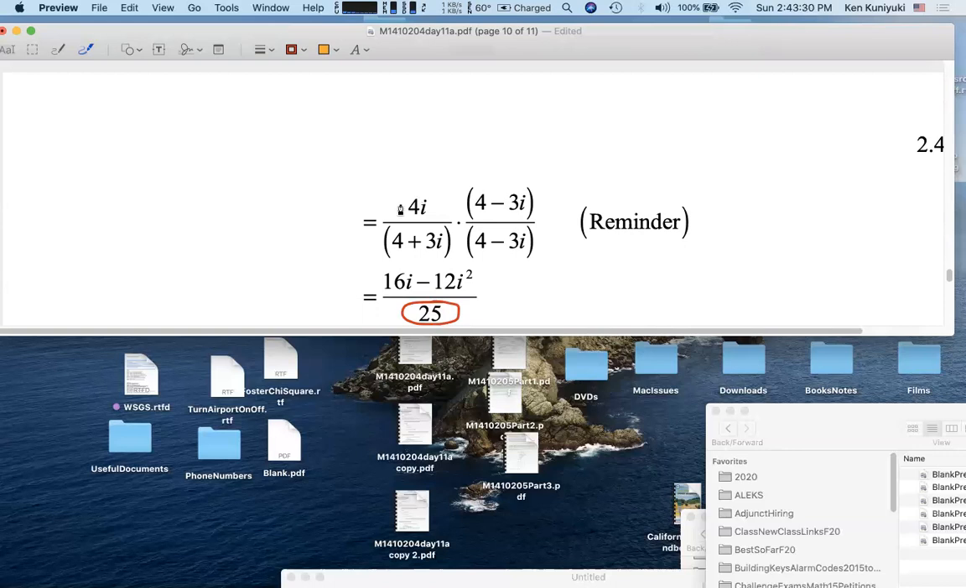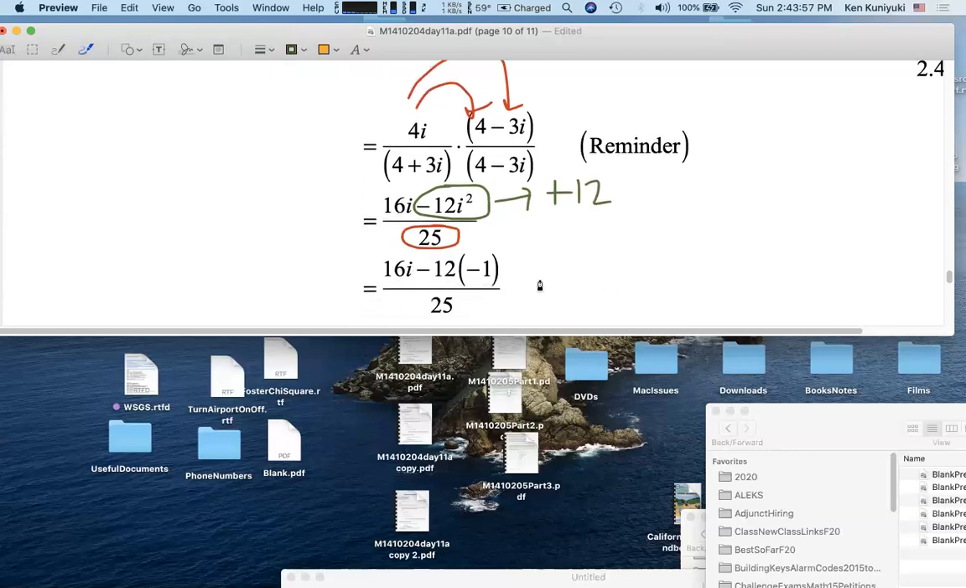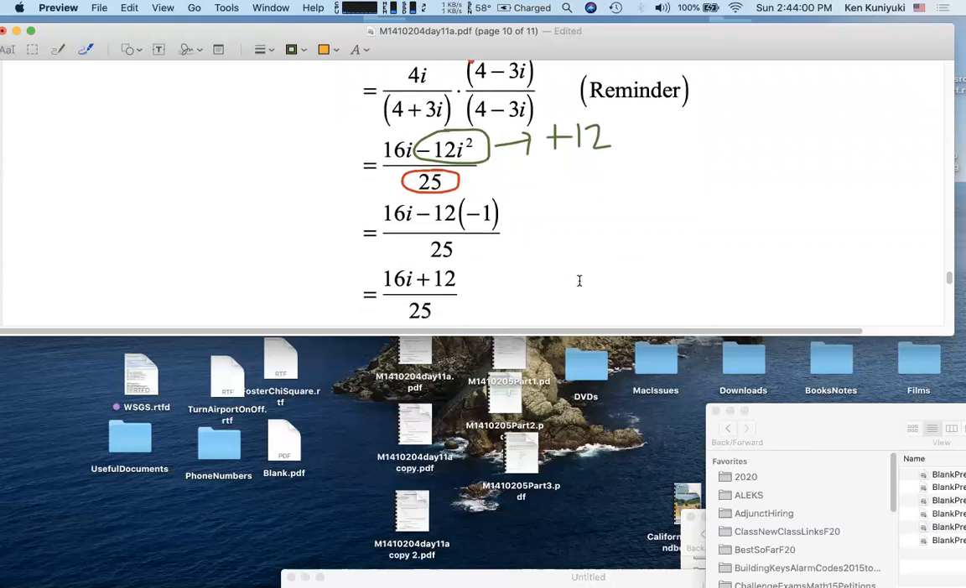On the top, we end up with the product of these. We get that from the distributive property. 4i times 4 is 16i. 4i times negative 3i is negative 12i squared. And what is negative 12i squared? It's negative 12 times negative 1. That's going to end up being a positive 12. You don't have to show this step, but you should show this, that you get 16i plus 12 in the top, and we still have 25 on the bottom.